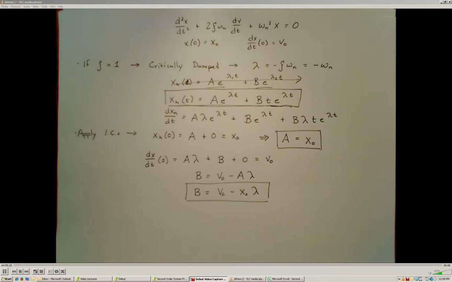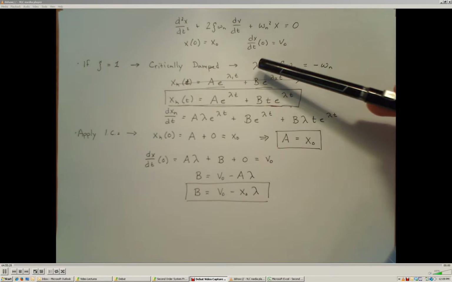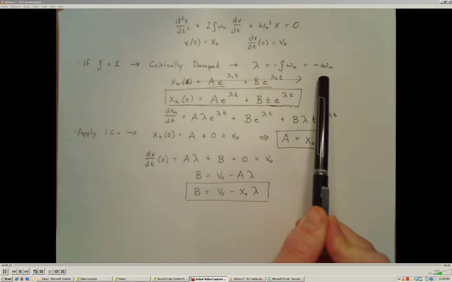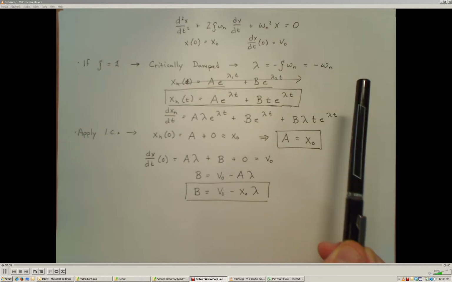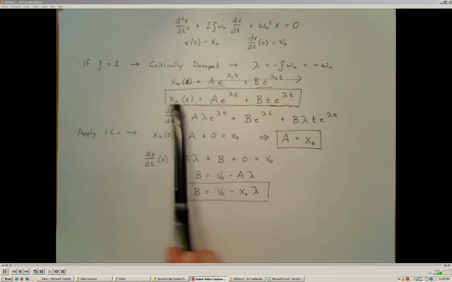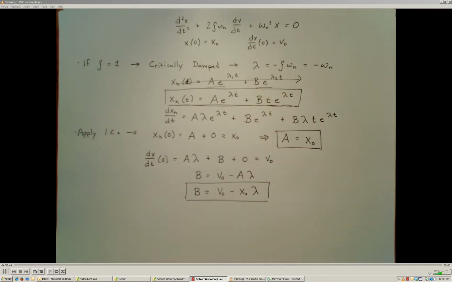We previously derived the solution for the homogeneous, or source-free, second order system response where the system is critically damped, that is, it has a damping ratio identically equal to 1, and real and repeated eigenvalues, or real and repeated roots to the characteristic equation. And we found that the homogeneous solution takes on this form right here.